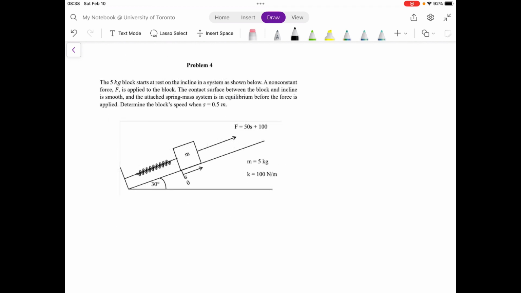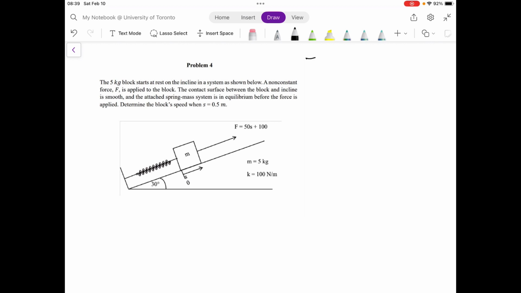Question number 4. The 5 kilogram block starts at rest on the inclined plane as shown below. A non-constant force F is applied to the block. What we need to determine is the block speed when s is equal to 0.5 meter. Because there's no friction, we consider using energy conservation to solve this problem, although there's an external force applied on the block.